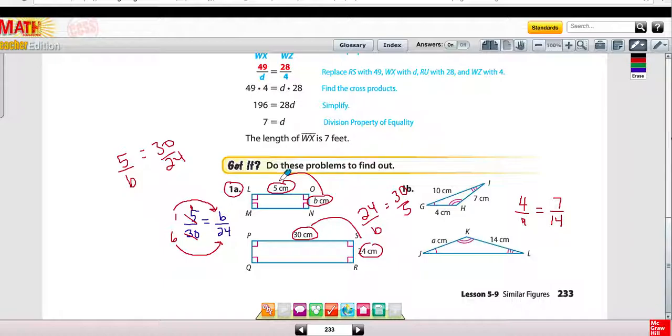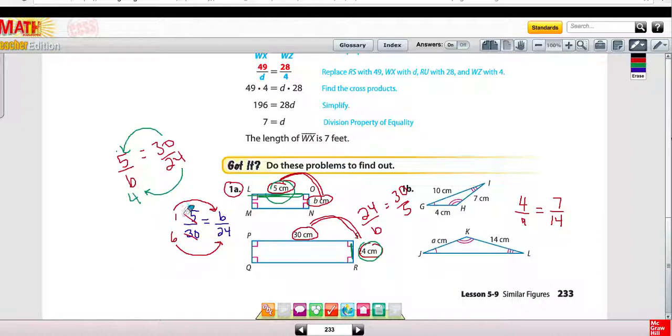Just make sure that you're going in the same order on each of the figures. I would not want to do 5 over 24 because the 5 corresponds to the length and the 24 corresponds to the width. So just make sure that you're going in a logical order with these. No matter how you set these up, if I use this one, 30 divided by 6 is 5, so 24 divided by 6 is 4.